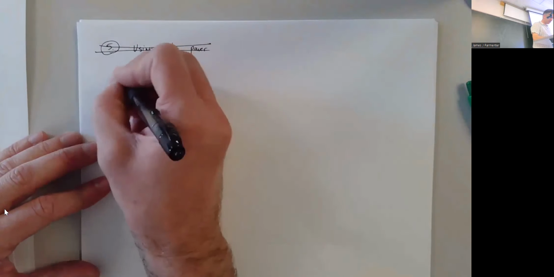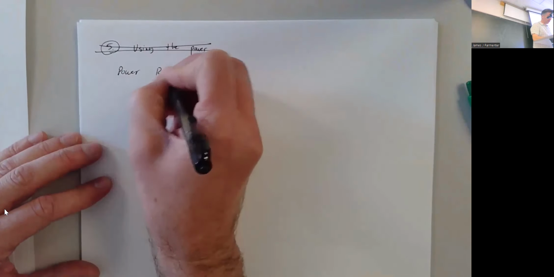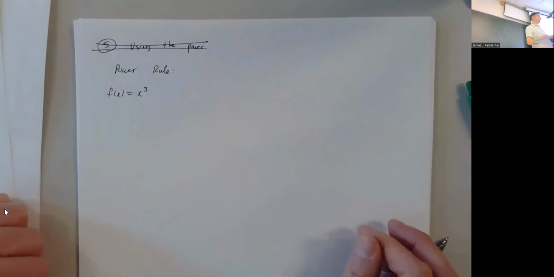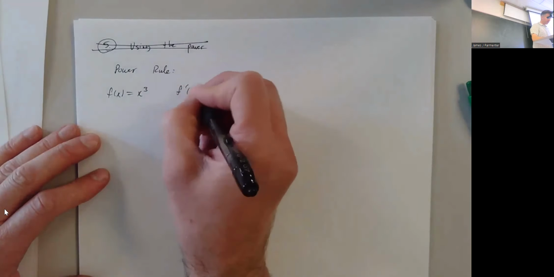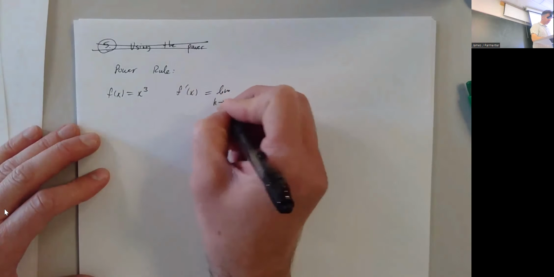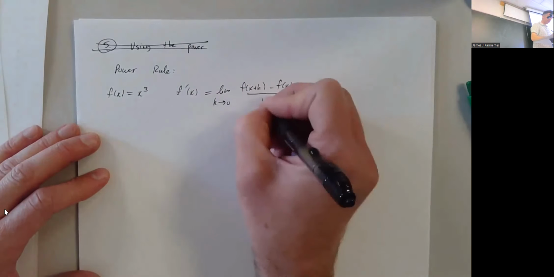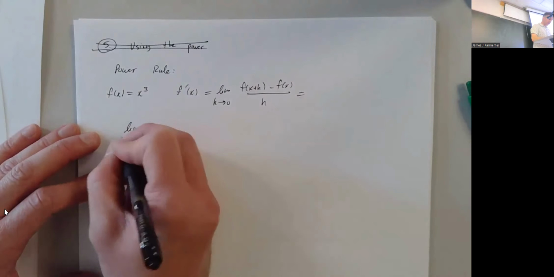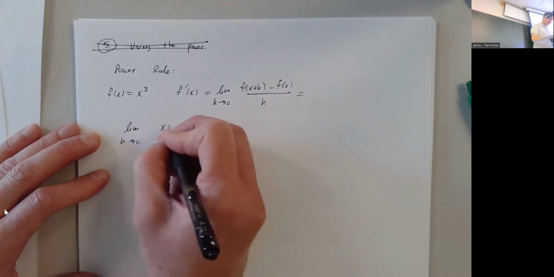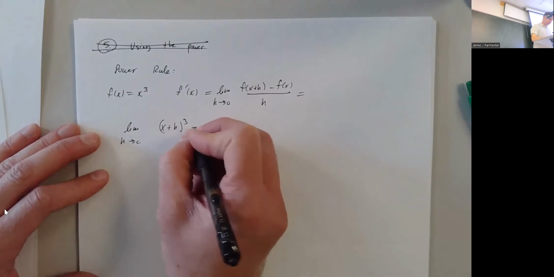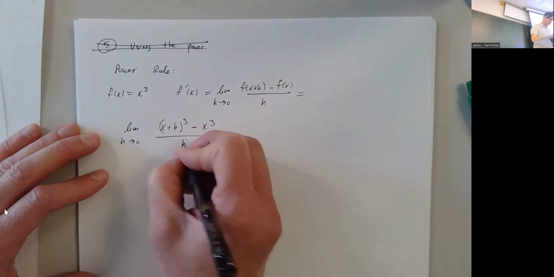So let's talk about the power rule, which I know we already kind of talked about last time, but I really would like to just show you quickly how we get the power rule. Let's say our function was x cubed. We wanted to find the derivative. My derivative is going to be the limit as h goes to 0 of f of x plus h minus f of x all over h, which is the limit as h goes to 0 of x plus h cubed minus x cubed all over h.